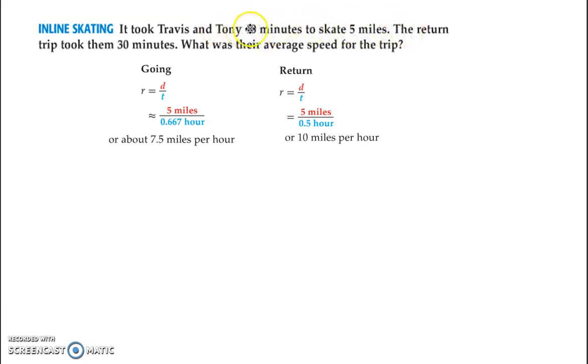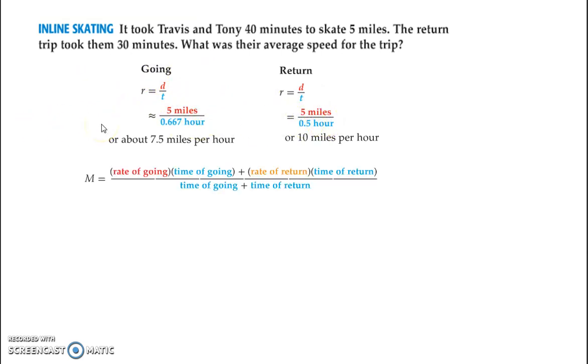because how long it took them to go there was 40 minutes, and they came back in 30 minutes. We're measuring different things here. So we'd have to find the rate of going times the time of going, which is a weighted average, plus the rate of the return times the time of the return, divided by the time of going and the time of return. Okay, sounds pretty complicated.